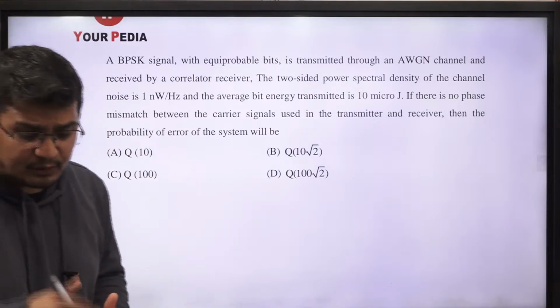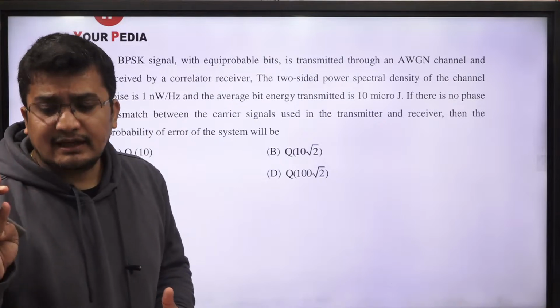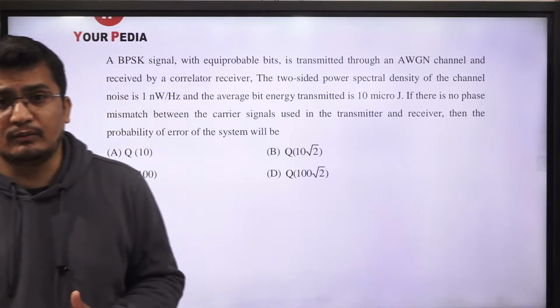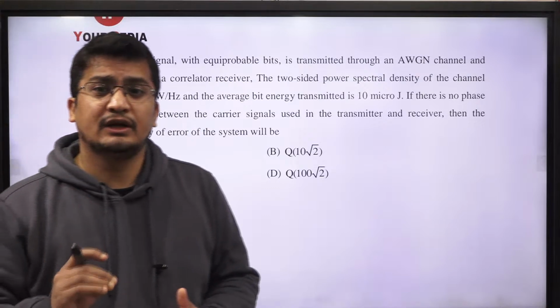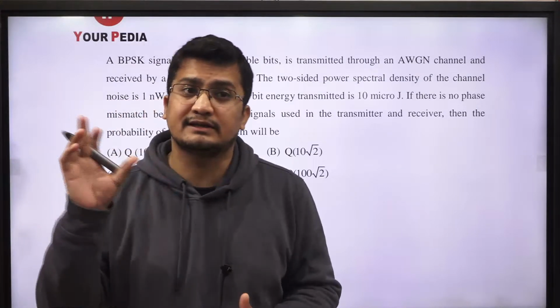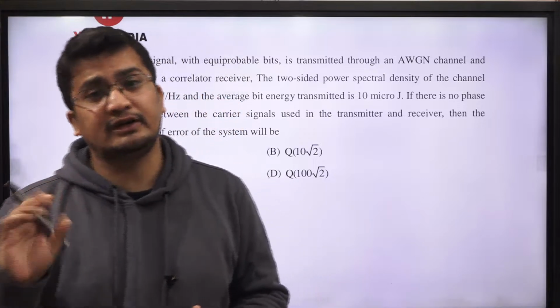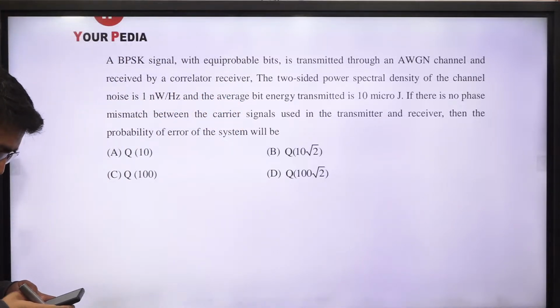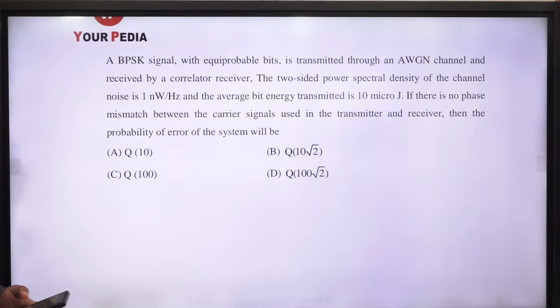Guys, tell me, I have told you people, ASK, FSK, PSK, you need to remember their probability of error formula in terms of the Q function, and you know that can be done in terms of the distance between the signaling points from their constellation diagram, or you can remember the final value as well. So tell me what will be the answer for this. Do it fast, please.